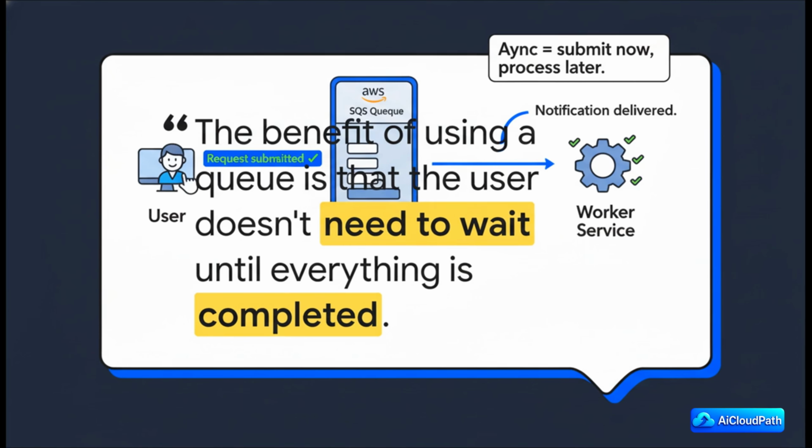The real benefit of using a queue is that the user doesn't have to wait. By processing these tasks in the background, you free the user from waiting. Their initial interaction is instant, and the application feels fast, even if the whole process behind the curtain actually takes a little bit of time.